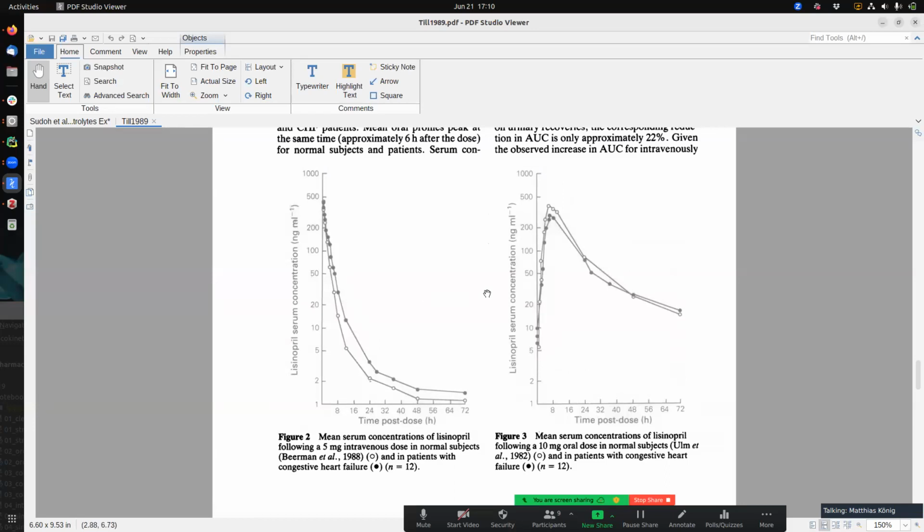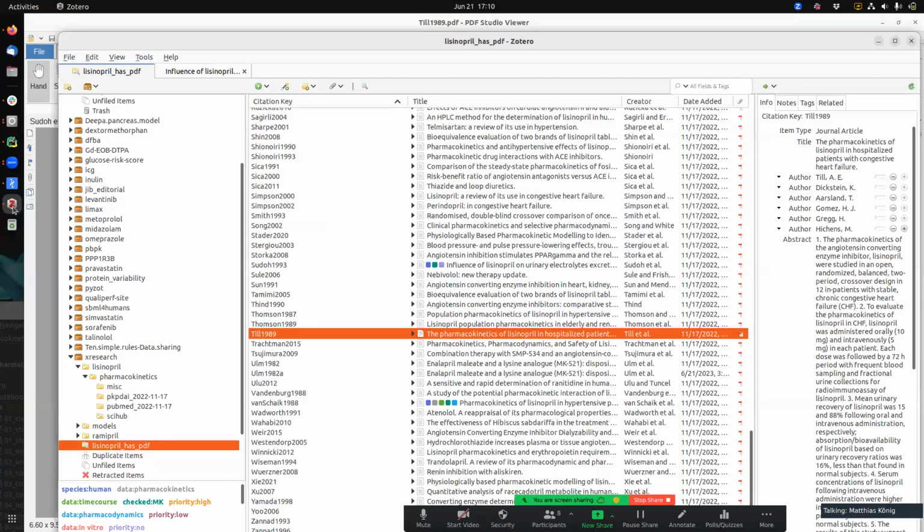And this is a bit of an indicator that most likely perfusion or cardiac output will not have too large an effect on the pharmacokinetics of lisinopril. This is part of the model building: looking at a lot of these figures and trying to figure out what small hints you can gain, so that we can later use this information for the modeling.